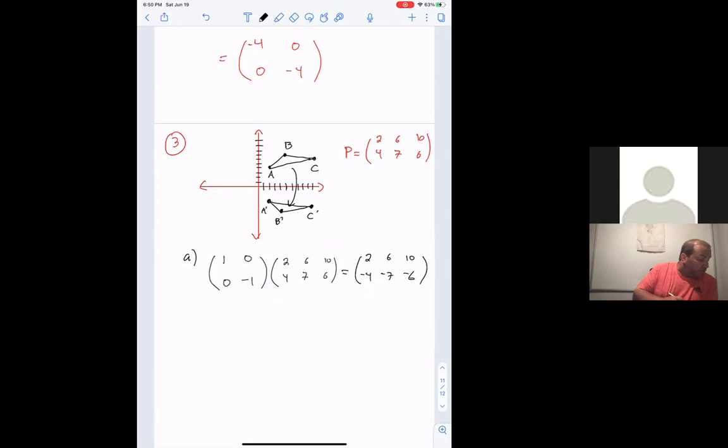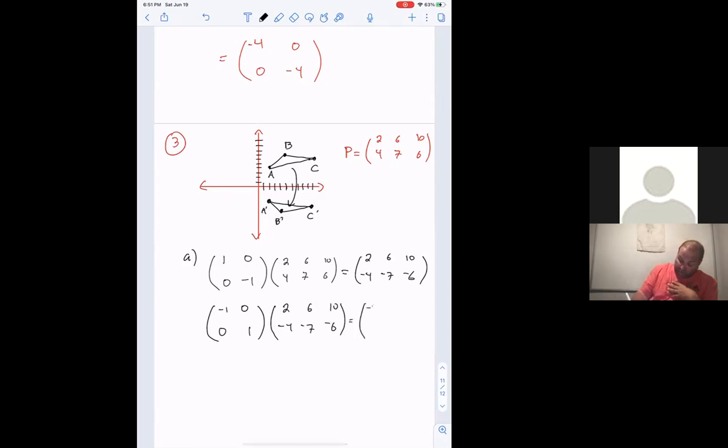Sketch the triangle and its image on the same axis, and then triangle A prime, B prime, C prime is reflected across the y-axis to obtain A double prime, B double prime, C double prime. So what is the reflection across the y-axis? Well, if you reflect across the y-axis, then in that case, theta is 90 degrees. So I'm going to take my new matrix, 2, -4, 6, -7, 10, -6, and reflect it across the y-axis, where theta is 90 degrees. So cosine of 180 degrees is -1, sine, and then negative cosine 180 degrees is +1.